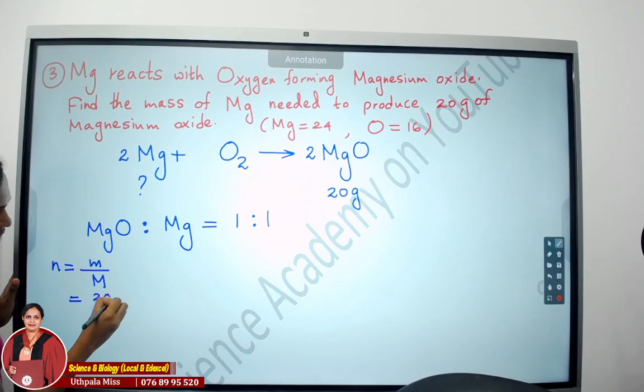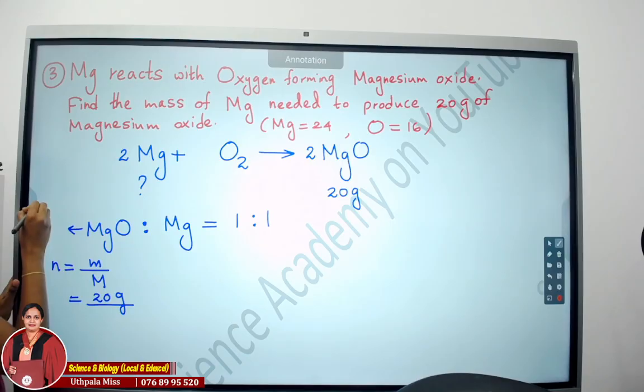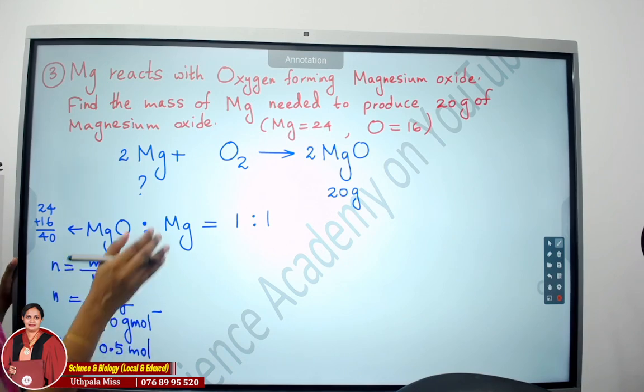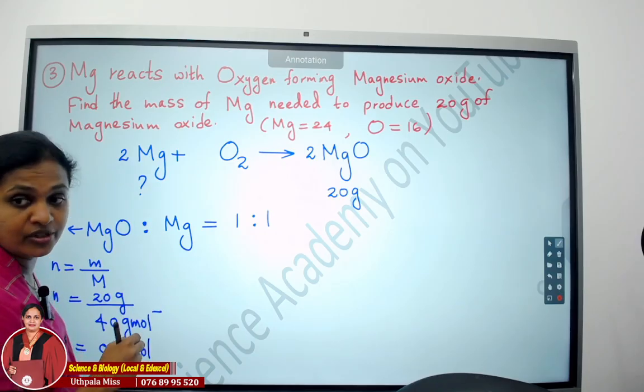Mass equals 20 grams. The molar mass of magnesium oxide: magnesium is 24, oxygen is 16. So that is 40. We have to take the relative molecular mass in grams. That is the molar mass, 40 grams per mole. Therefore, it is 0.5 moles. 0.5 moles of magnesium oxide is produced, and 0.5 moles of magnesium should react.